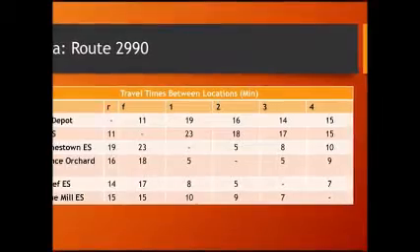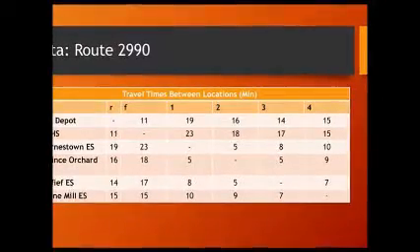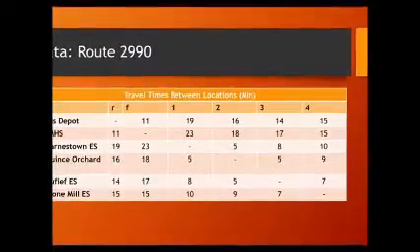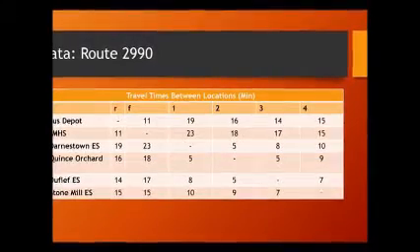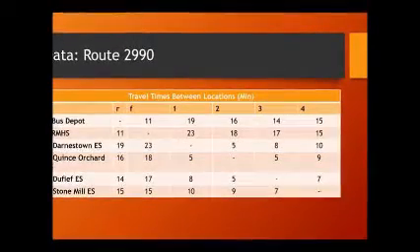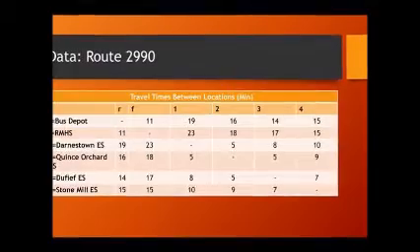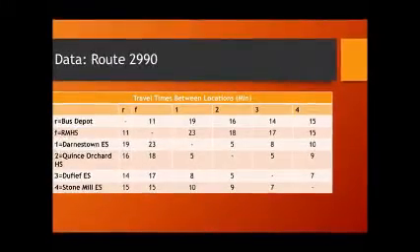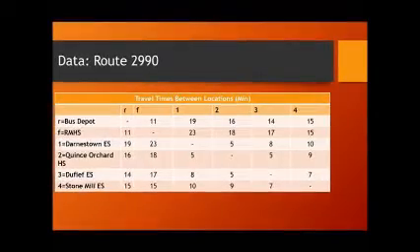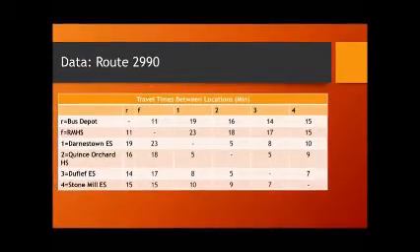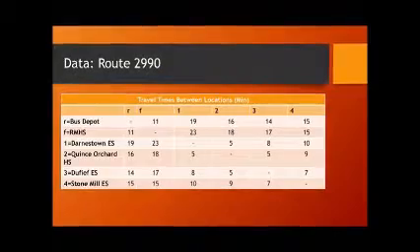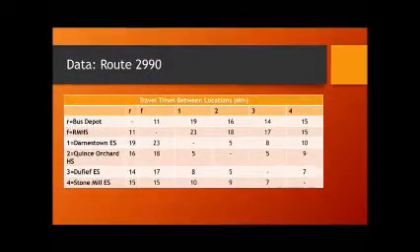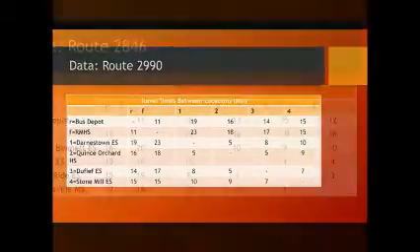Here's our second data, Route 2990, and as previously mentioned, R is the bus depot, F is Richmond Montgomery High School, 1 is Darnestown Elementary School, 2 is Queen's Orchard High School, 3 is Duffy's Elementary School, and 4 is Stone Mill Elementary School. This is one of our larger routes, and we'll most probably be able to have a shorter distance for this one.